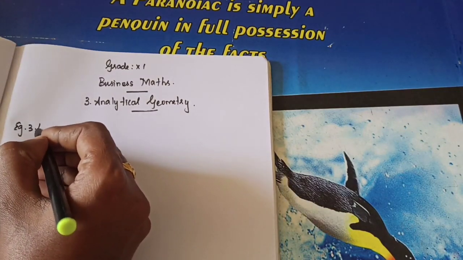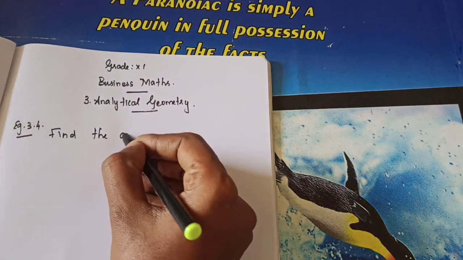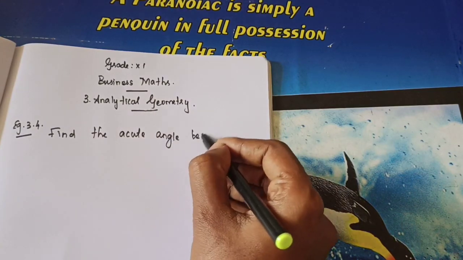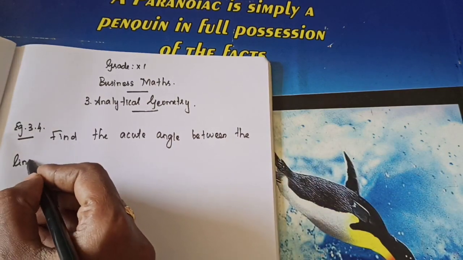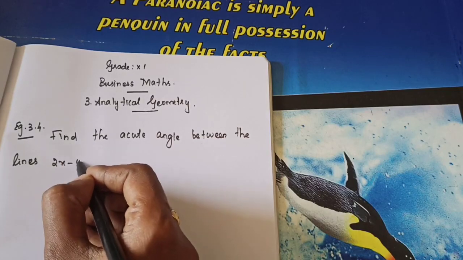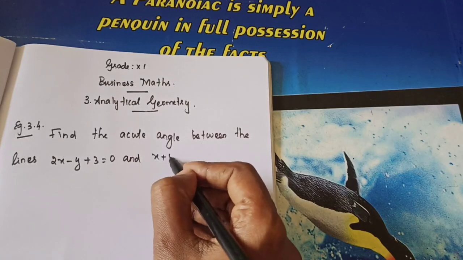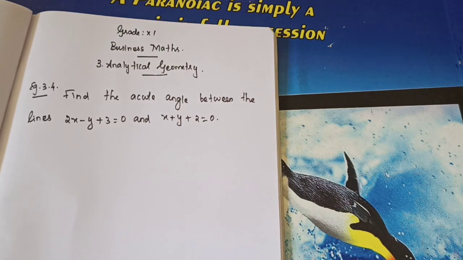Example 3.4. Find the acute angle between the lines 2x minus y plus 3 equal to 0 and x plus y plus 2 is equal to 0. Find the acute angle between the lines 2x minus y plus 3 is equal to 0 and x plus y plus 2 is equal to 0.